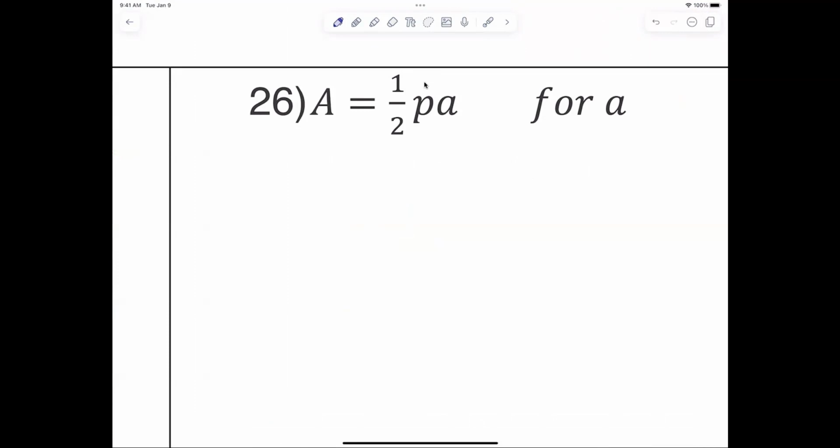Lena, tell me what to do. 2A equals perimeter times apothem, or PA. What do I have to do to get rid of it? Isn't it all divide? You're okay. 2A over P equals little a.